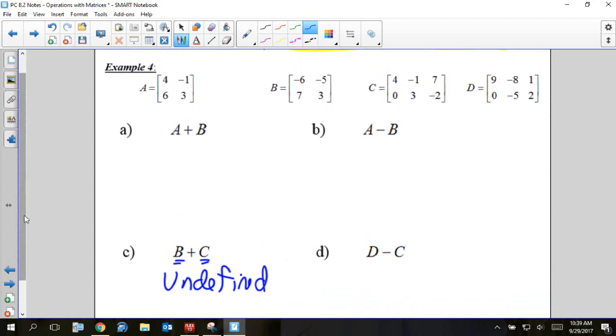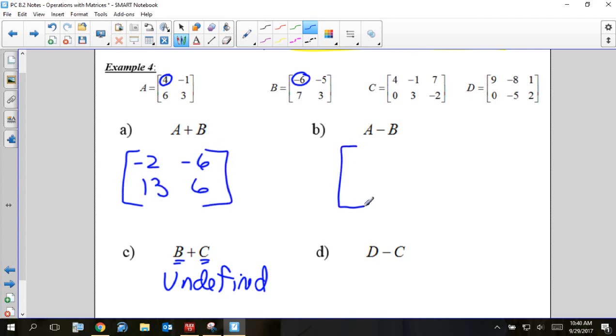A plus B, you just add the corresponding elements in the same places. So first row, first column, we add them, we get -2. First row, second column, -6. Second row, first column, 13. Second row, second column, 6.